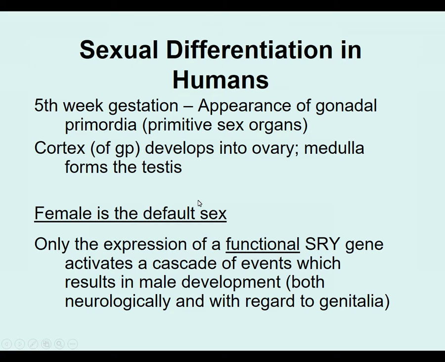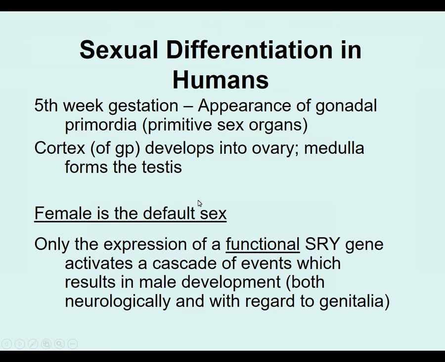But notice that I've underlined the word functional, because you could have an individual that has an X and a Y in each cell, but the Y chromosome doesn't have a functional SRY gene. It might have a non-functional or mutant SRY gene, in which case the individual would develop completely as a female, because female is the default. So the SRY gene has to be present and functional to have this cascade of events happen.